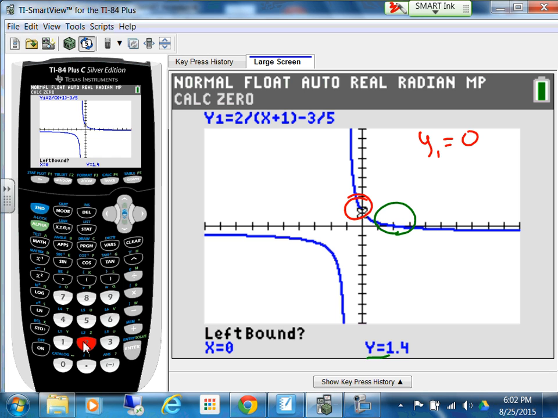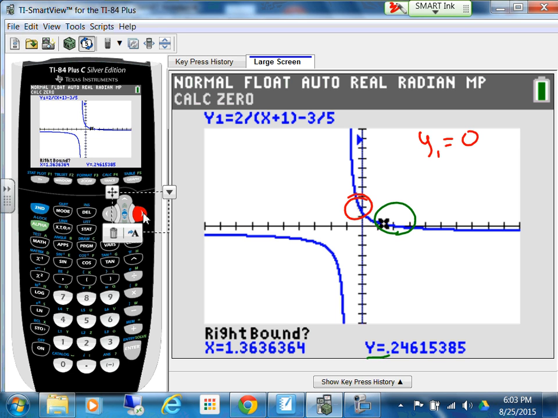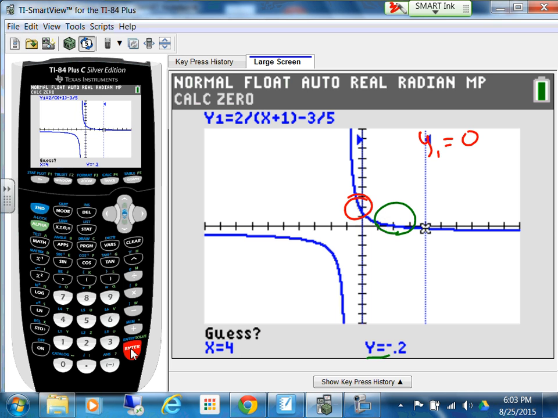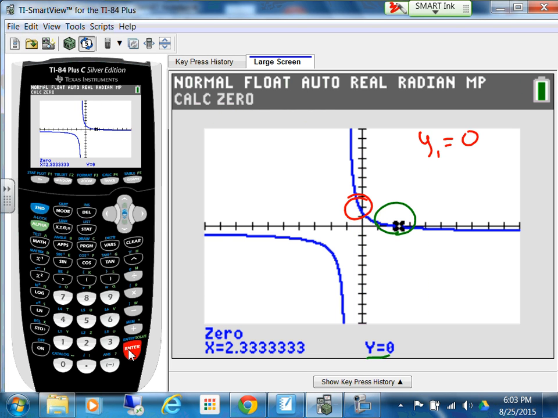And then it asks you to move to the right, so you need to move past it. You can also type in some numbers if you want to. It's being difficult for me. I can see that it doesn't go all the way up to 4, so I'm just going to type in 4 and hit enter instead of moving all the way across it. And then it says to type a guess. It looks like it's kind of close to 2, so I'm going to type in a 2 for my guess. And you get the exact same answer, 2.3333.